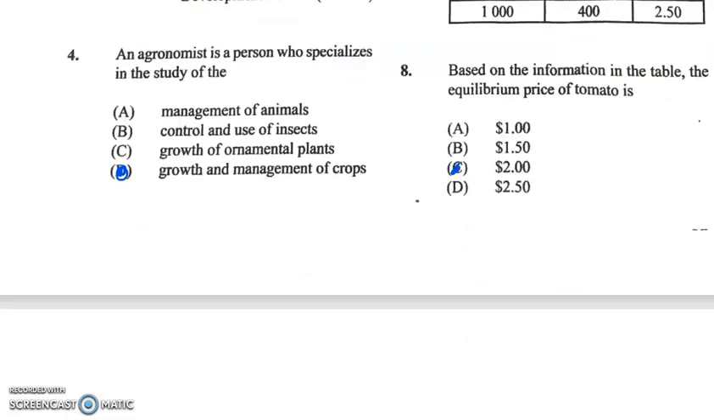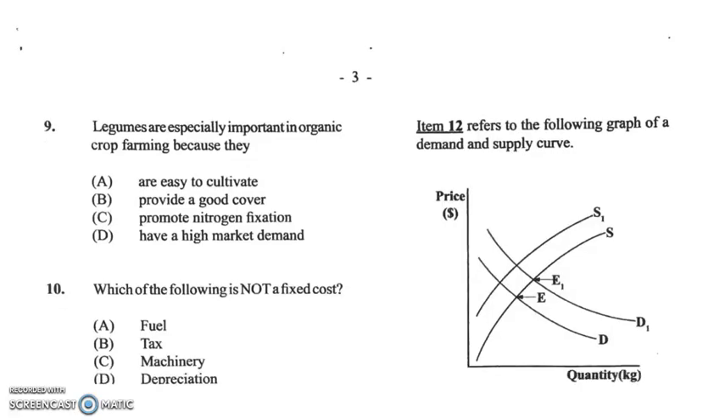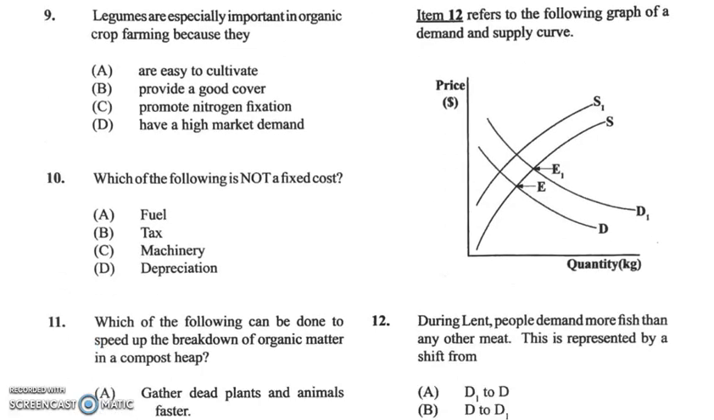Question 9. Legumes are especially important in organic crop farming because they promote nitrogen fixation. C. Question 10. Which of the following is not a fixed cost? And if your answer is fuel, A, you are correct. Question 11. We are going on very good.